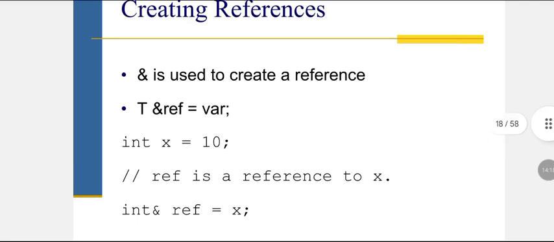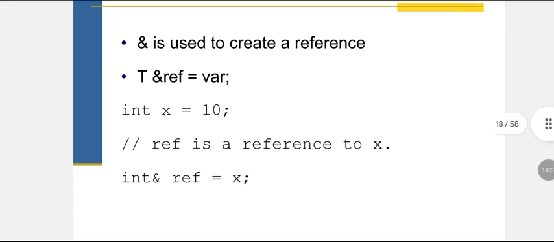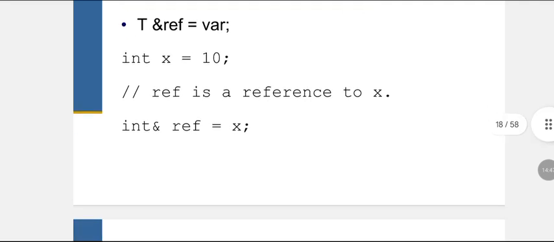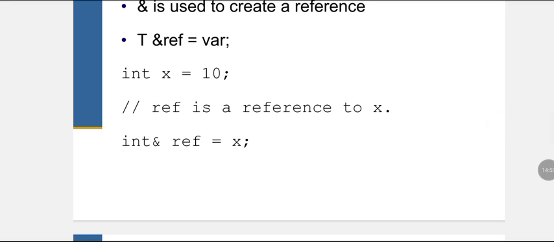So we have int x equals to 10, that's the value. Then you can see you comment it, then you have the reference, the ref is a reference to x, so the x is the reference. So then we put our data type there and our symbol, then the ref equals to x. So it means the ref is a reference to the x. So wherever you put the ref or the reference there, its value is equal to the x value.